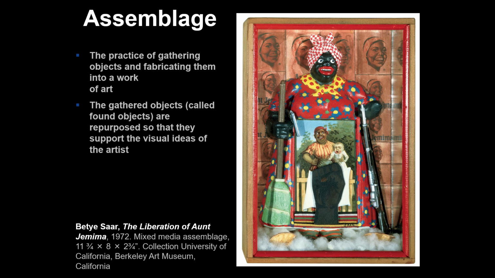And you can see in this image we have this sort of mammy character standing with a broom holding a baby, which she is taking care of, and standing in a patch of cotton. So this, of course, all refers to the sort of antebellum South, the South before the war, when slavery was still legal. And these objects are not objects that she made, but these are objects that she found.